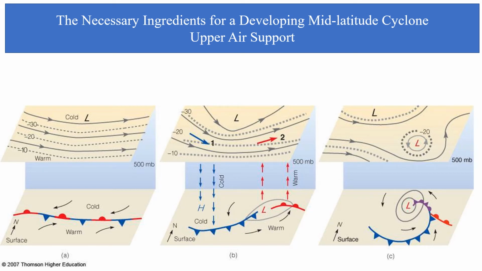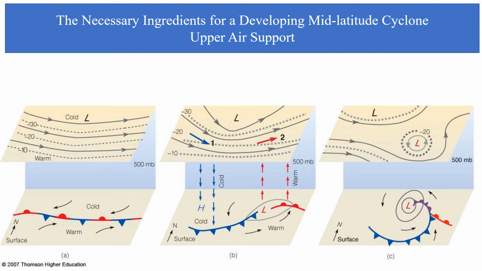For the necessary ingredient for a mid-latitude cyclone, upper air support, we're talking now. In this picture, it is an idealized 3D view of the formation of a mid-latitude cyclone during the baroclinic instability. In this picture, A is showing a long wave trough at 500 millibar that is lying parallel to, directly above the surface stationary front.